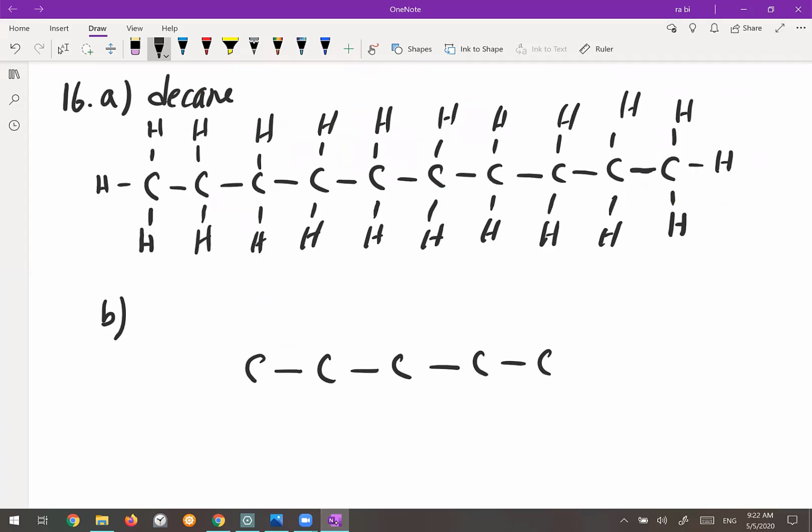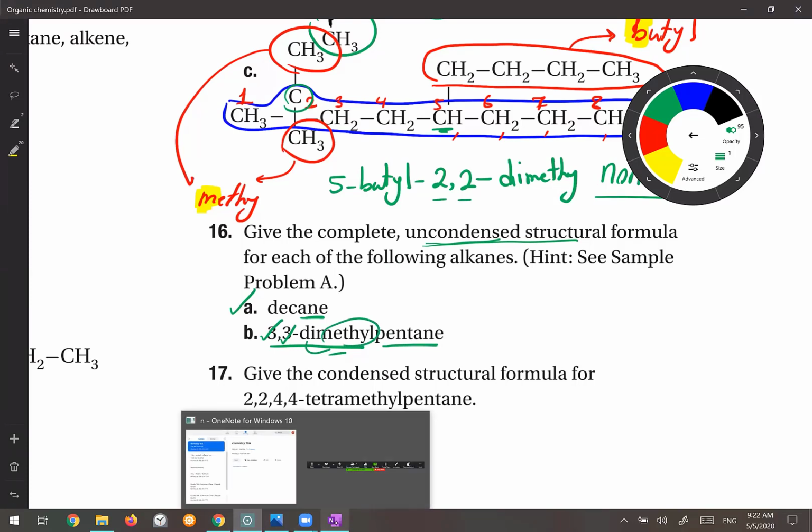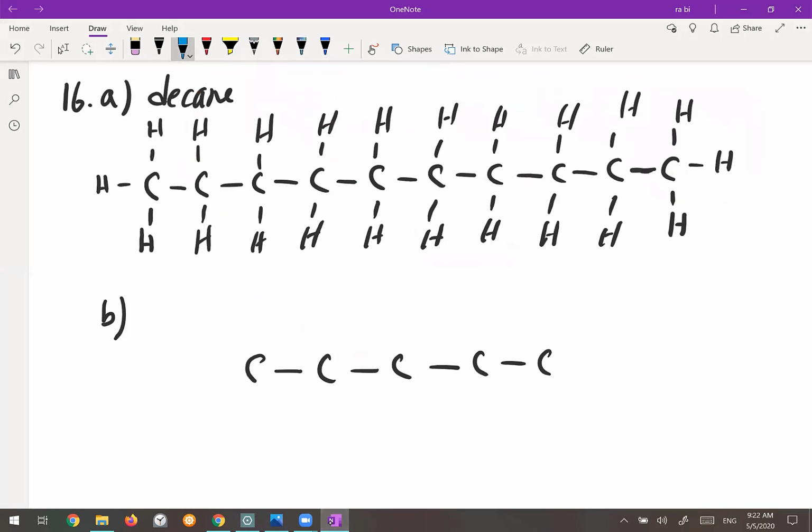Then I will add the branches which are given in the question to this parent. It says 3,3-dimethyl. It means in the third position, and again in the third position, you have methyls. You have 2 methyls in the third position. So I go back here. When you want to add the branch, number your parent which you have drawn, no matter from which side. So I choose to number it from the left side. 1, 2, 3, 4, 5.